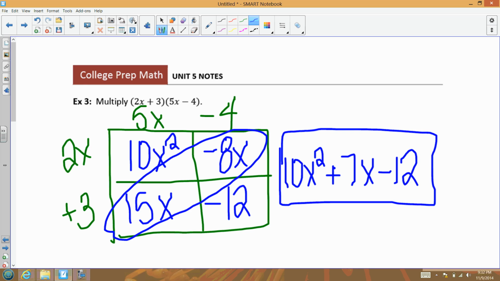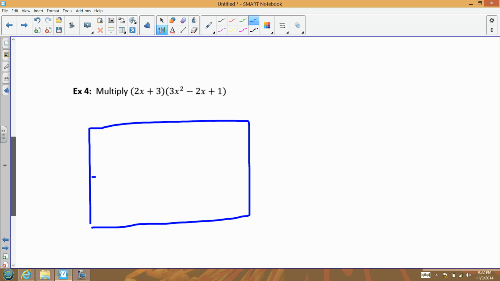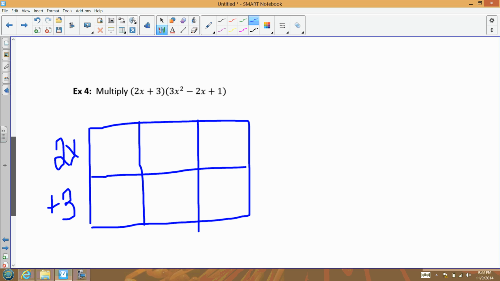For this last example, we have a binomial times a trinomial, which really isn't a big deal. It just means that your initial setup is going to be a little bit different. So instead of having a square looking rectangle, you're going to have more of a rectangle. So I'm going to have 2x plus 3. I have 2 rows because I have 2 terms, and it just means I'm going to have 3 columns since I have 3 terms in my other polynomial. So keep the negatives with the numbers, and now I can go ahead and multiply.